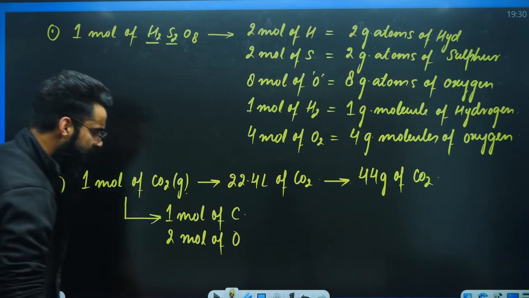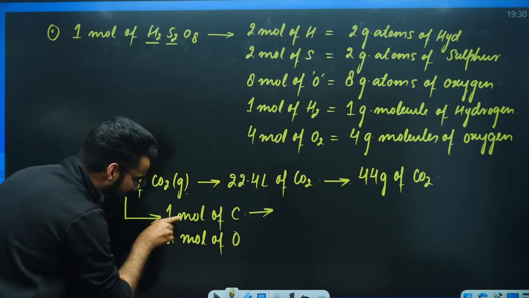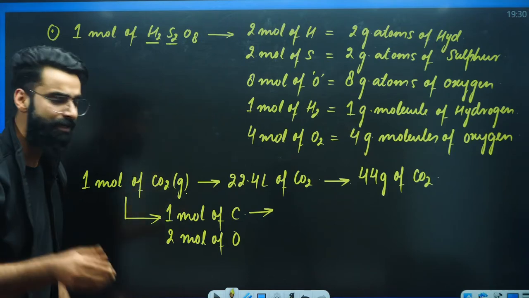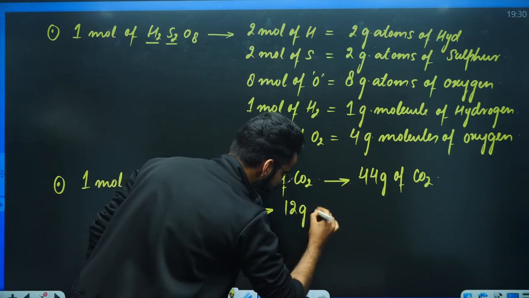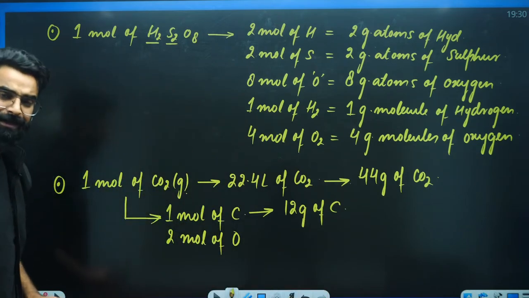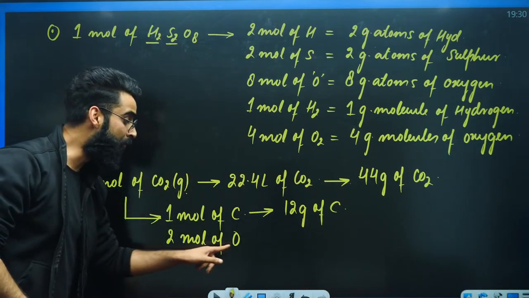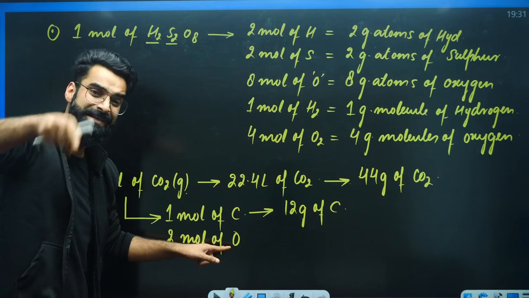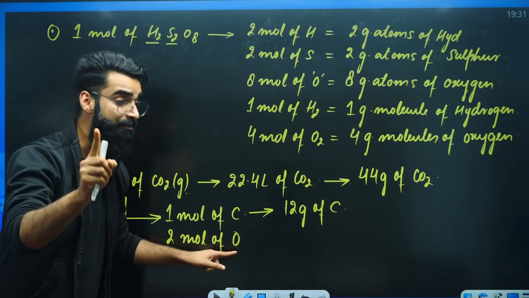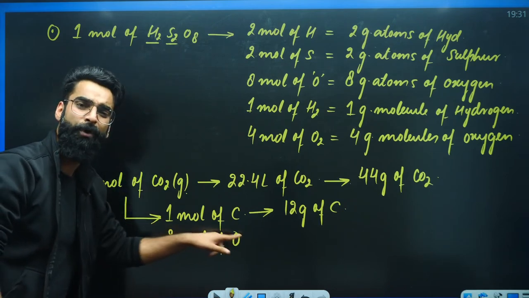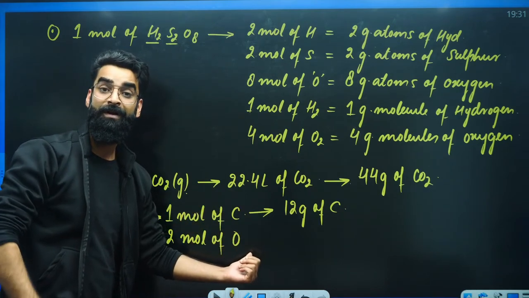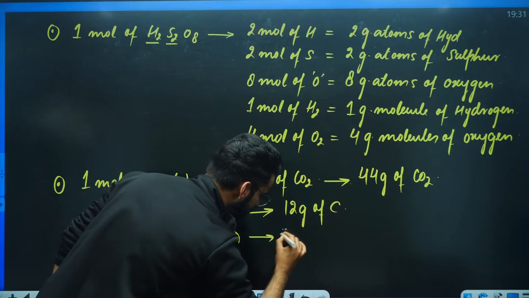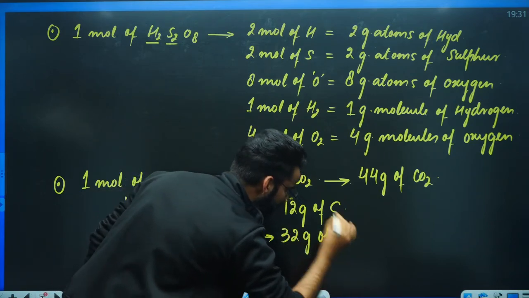Perfect. Now, if I ask you one more thing, what is the mass of 1 mole of carbon? That means I'm asking you about the molar mass of carbon and you know it, that is 12 grams, right? Similarly, what is the mass of 1 mole of O? Molar mass of O is 16 grams. But do I have 1 mole of O or 2 moles of O? I have 2 moles of O. So mass of 2 moles of O will be 32 grams. Right? So you can write 32 grams of O.